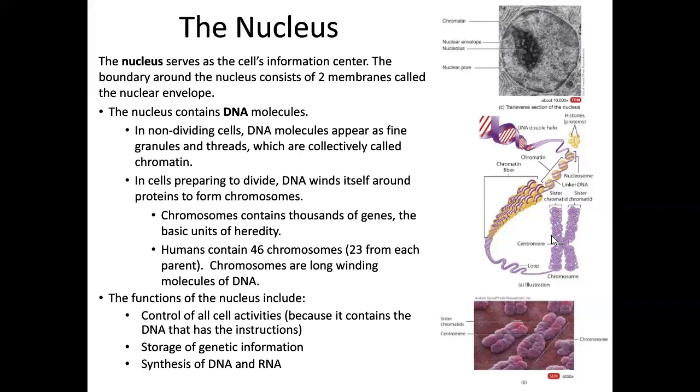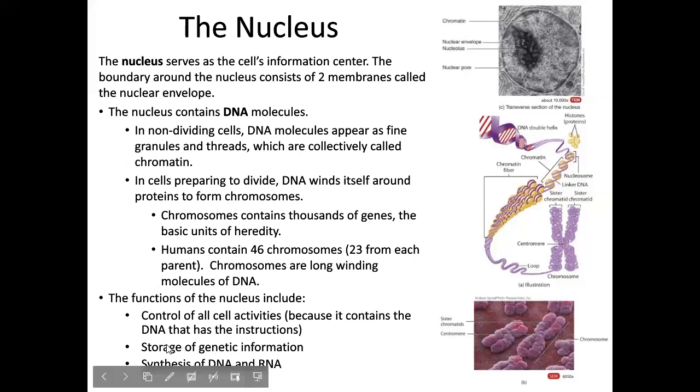We have 23 pairs of chromosomes, and each chromosome contains thousands of genes. So we have a lot of different physical features and different things that our chromosomes do for us. All of our genes contribute to our uniqueness and why we're all different from one another, unless you're an identical twin, which we'll talk about later in the semester.